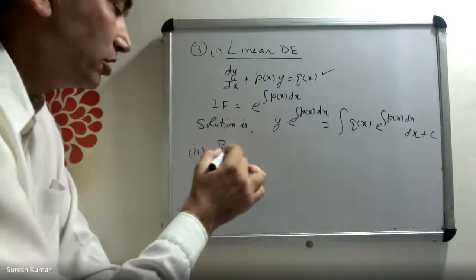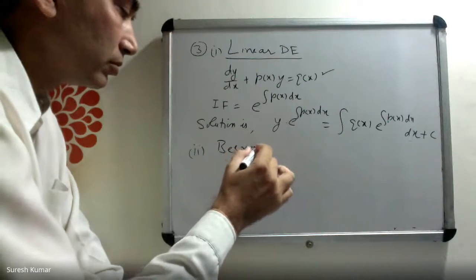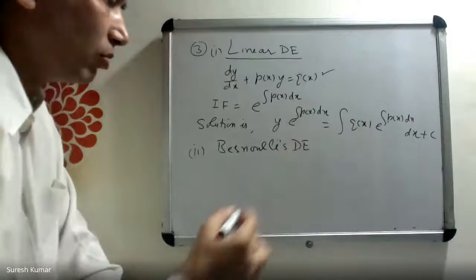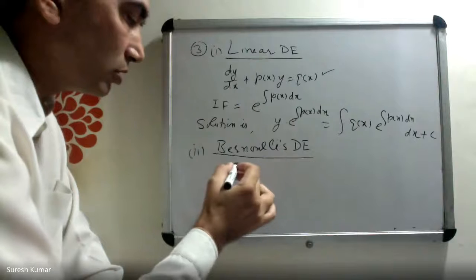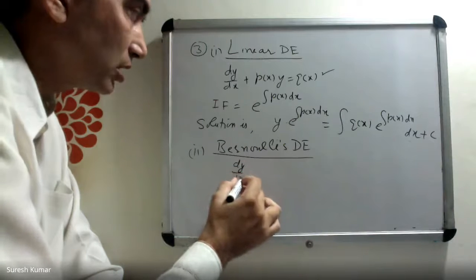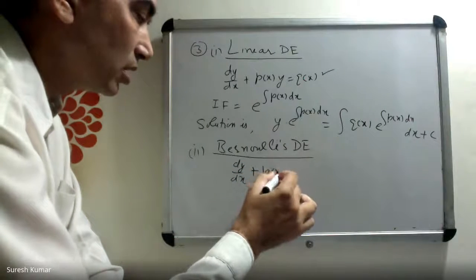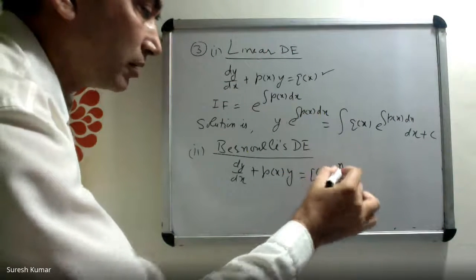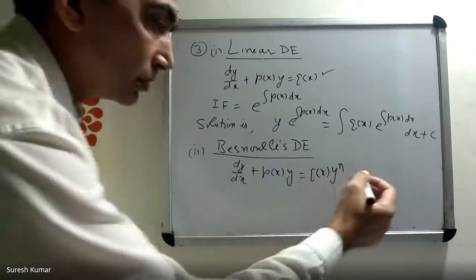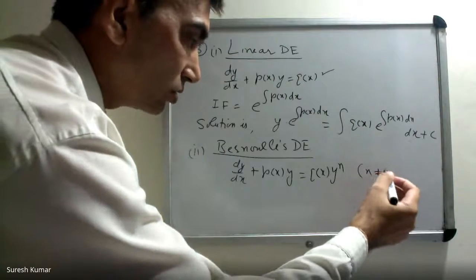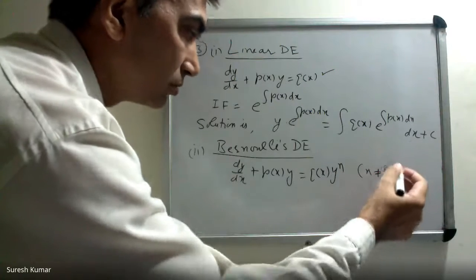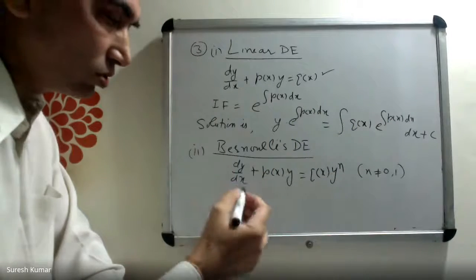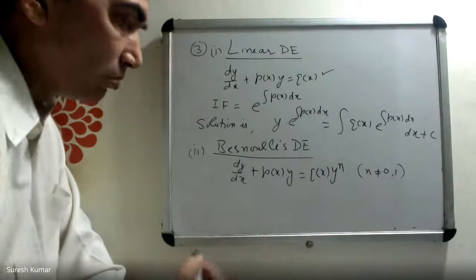Next, the Bernoulli differential equation. Which form of equation is Bernoulli? dy/dx + P(x)y = Q(x)y^n, where n is not equal to 0 and not equal to 1, because if n is 0 or 1, then it is simply a linear differential equation. How to solve it? Just remember the steps.